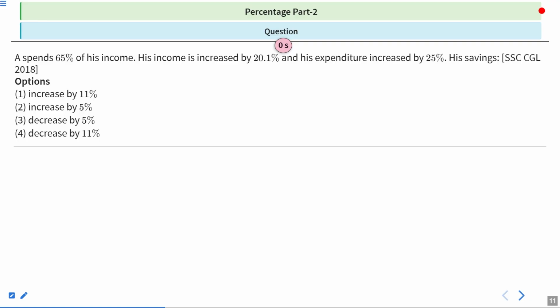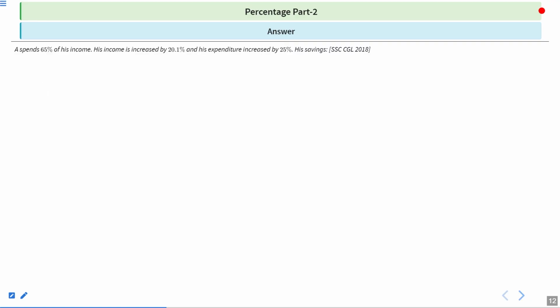Now time's up. Let's see the solution of this question. So the question says that A spent 65% of his income. It means he saved 35% of his income. So if his income is increased by 20.1% and expenditure is increased by 25%, what will be his saving? So the correct answer of this question is first, increase by 11%. Now see the detailed solution of this question.